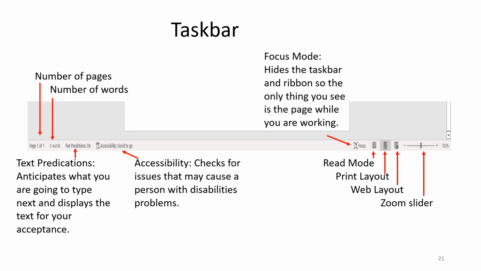Taskbar: number of pages, number of words. Focus mode hides the taskbar and ribbons so the only thing you see is a page while you are working. Text predictions anticipates what you are going to type next and displays the text for your acceptance. Accessibility checks for issues that may cause a person with disabilities problems. Read mode, print layout, web layout, zoom slider.